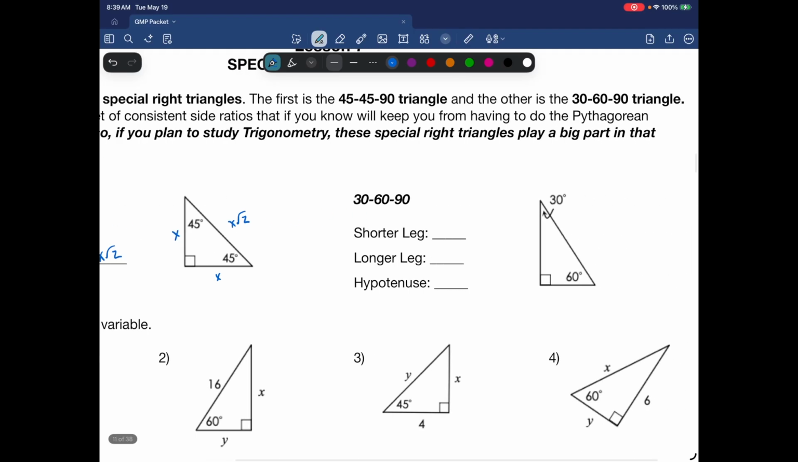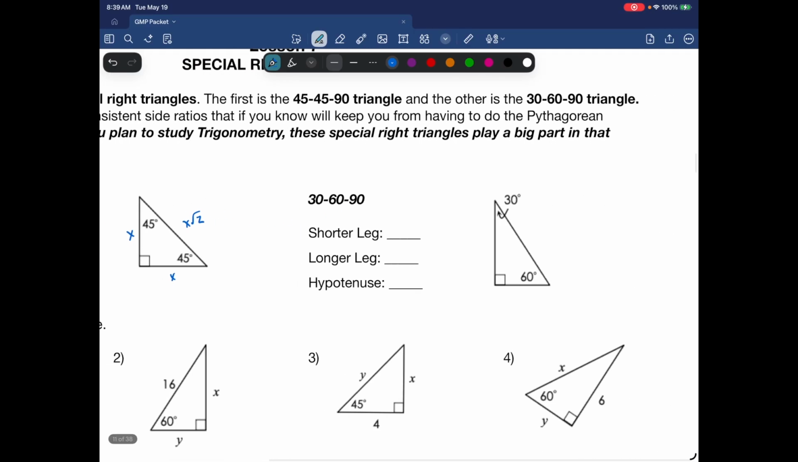Now, with the 30, 60, 90, the sides are not the same. One is shorter than the other. The hypotenuse is always the biggest side. The shortest side is across from 30. The longer leg is across from 60. And then, of course, the hypotenuse is across from the right angle.